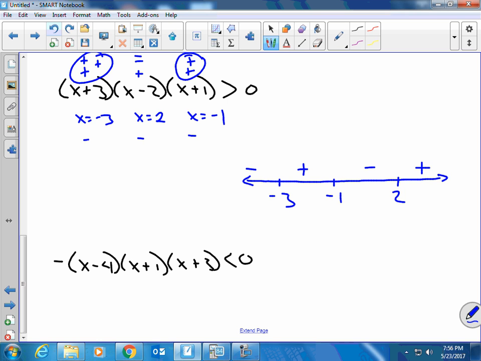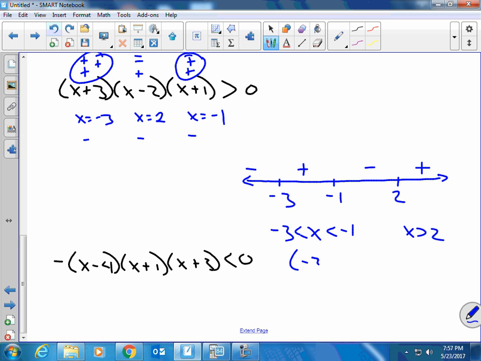We want numbers that are greater than 0, which is positive, right? I want all the regions that are positive. So I want when x is greater than 2. I want when x is between, so when x is less than a -1 but greater than a -3.